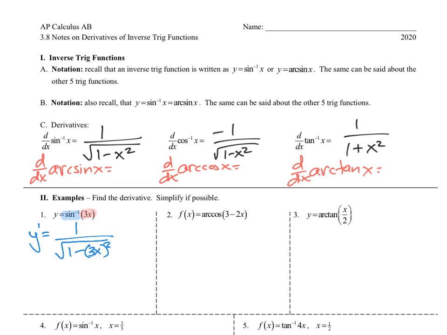I also have to take the derivative of 3x. The derivative of 3x is 3. So I'm going to multiply that by the derivative of inverse sine. It says simplify if possible, and I can. 1 times 3 is 3, divided by the square root of 1 minus 3x squared, which means I square the 3, that's 9, and I square the x. And that is it. That is all the further I can go in terms of simplifying. So your job is going to be to try 2 and 3 as part of your turning it in.